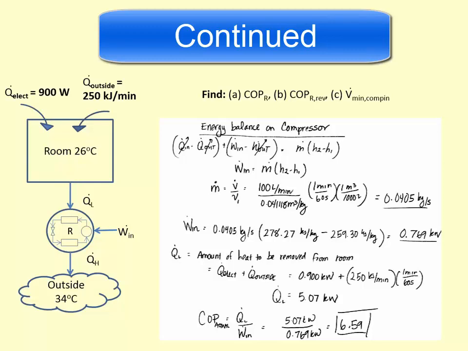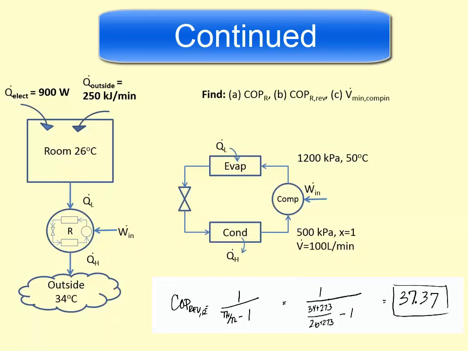Higher, right? Because it should be better. So 1 over (T_H over T_L minus 1) is equal to 1 over (T_H, which is 34 degrees plus 273, and T_L, which is 26 degrees plus 273 to convert to Kelvin). So we calculate a coefficient of performance of 37.37. So quite a bit higher than what we're actually getting.